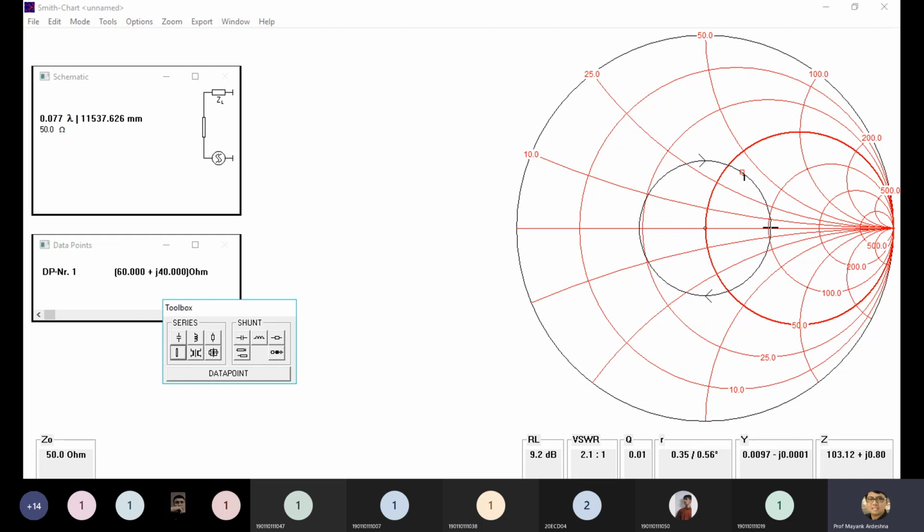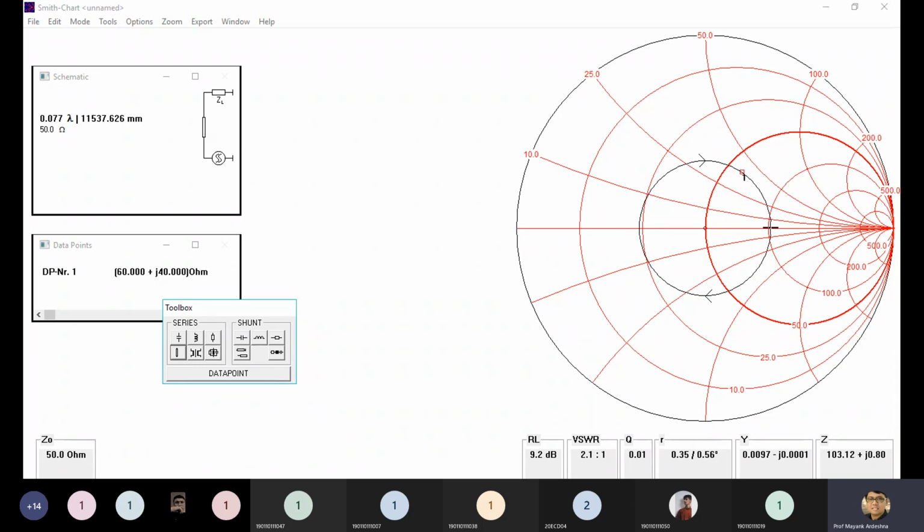You can also verify the answer. Lambda is equal to c by f. C is 3 into 10 raised to 8, frequency is 2 into 10 raised to 6 hertz, so we get 90 meter. Okay, lambda is equal to 90 meter, and the length of the line is given as 30 meter. So 30 divided by 90 is almost 0.33 lambda.